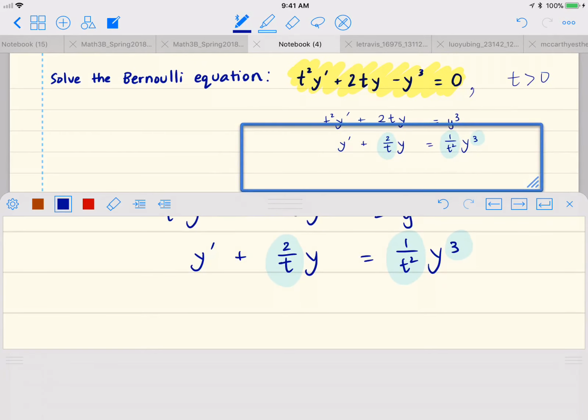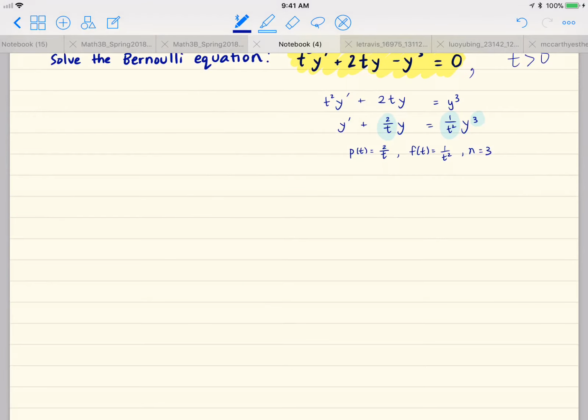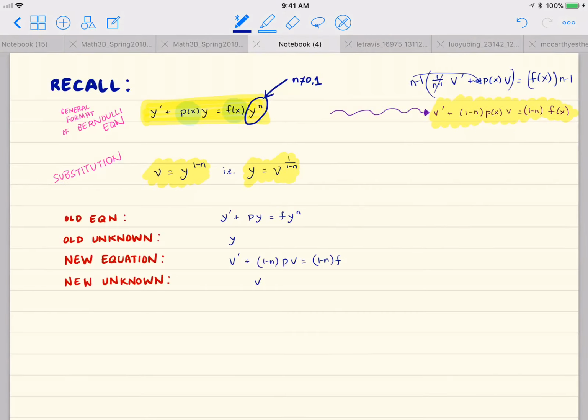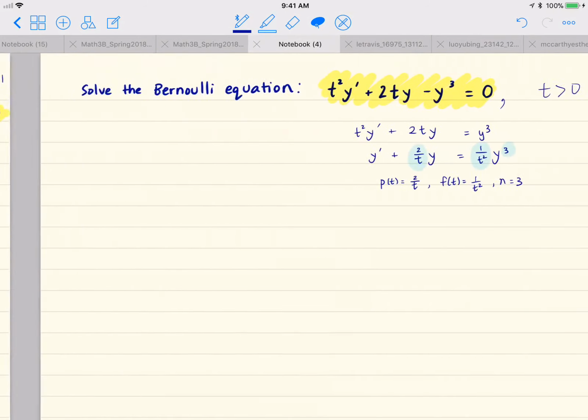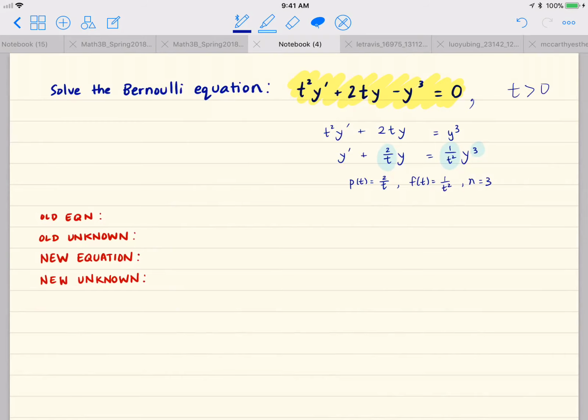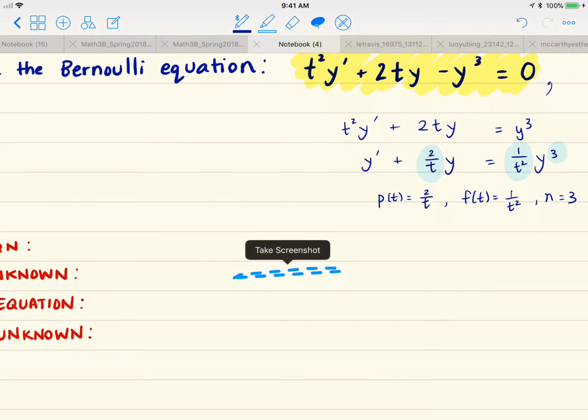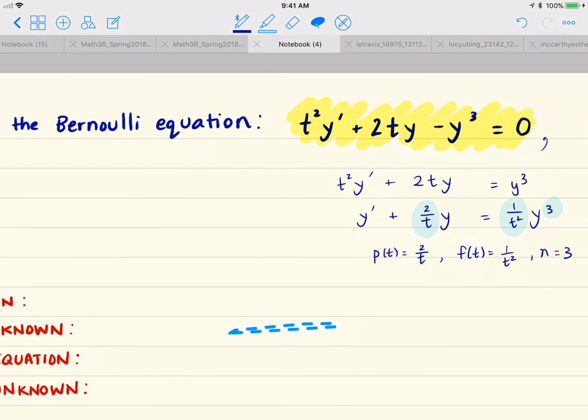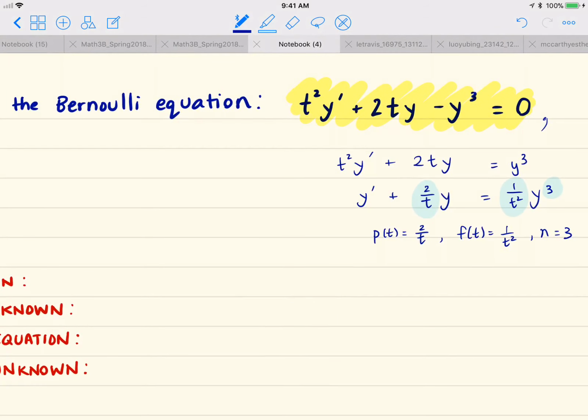So in fact, I can write that down. Instead of p of x, it's p of t, which is 2 over t. f of t is 1 over t squared, and n is equal to 3. Okay. I think it's very helpful, when we're first starting these examples, to keep this format so we can keep track of what we're doing. So we're going to fill out this chart here. Okay, so what is our old equation? Our old equation is, we can copy it from here.